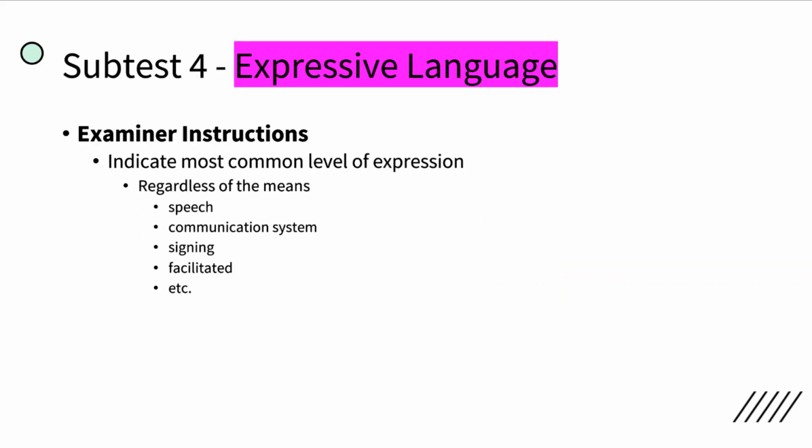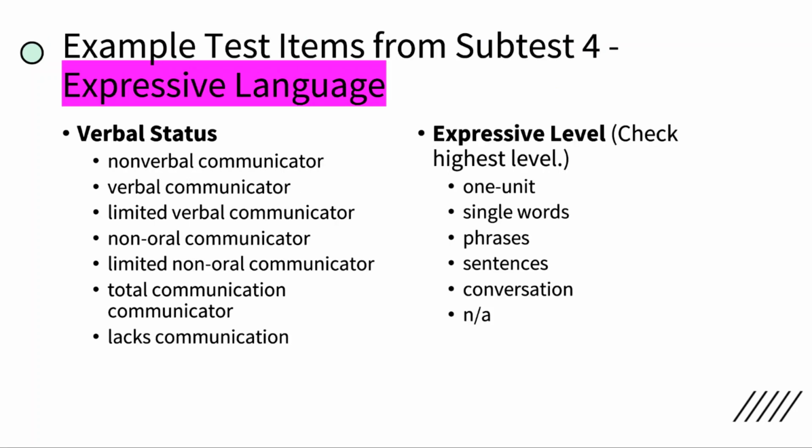Subtest 4 looks at the individual's expressive language abilities. This can be assessed by indicating the most common level or levels of expression, regardless of the means, meaning speech, communication system, signing, facilitated, etc. The examiner is to indicate 1 unit if the individual uses 1 sign, or picture, symbol, printed or spelled word, etc. to communicate. He or she is to indicate not applicable if the individual is unable to express. The remaining levels of single words, phrases, sentences, and conversation are self-explanatory. An additional test item from Subtest 4 is verbal status.